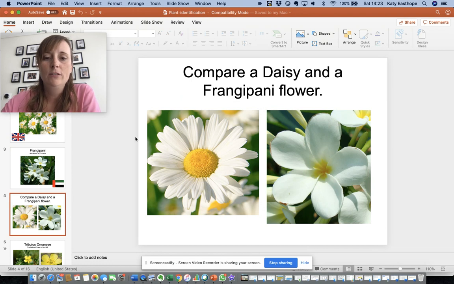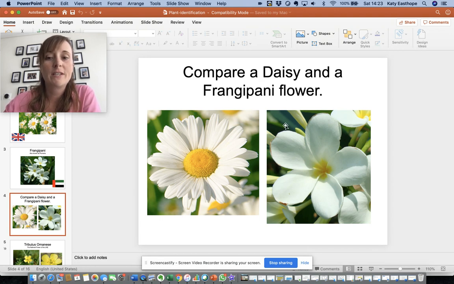So now we're going to have a look at a daisy and a frangipani flower. What can you see that's the same about them? What's the same? That's right, the colours are the same. We've got yellow pollen, white petals, white petals. What else is the same? Okay, what about what's different about them? What's different about these flowers?